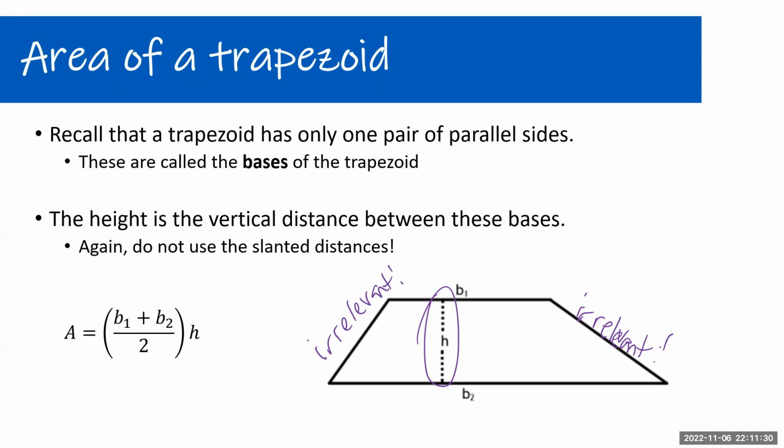To get your area of a trapezoid, you are going to do base 1 plus base 2 and divide that sum by 2 times the height. If it helps you, you can think about it this way: this is the average of the bases. Okay. So you're going to take your average base length and multiply it by the height. That helps you think about that. If not, just remember to use the formula.